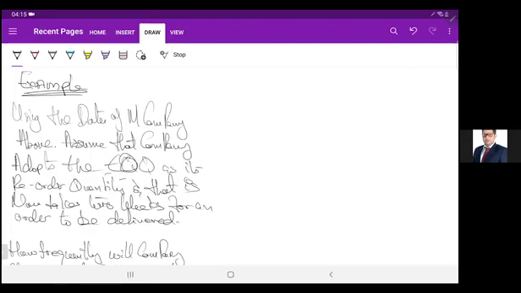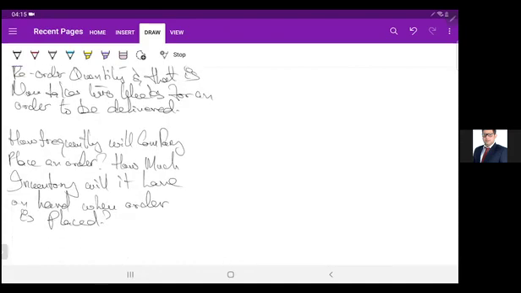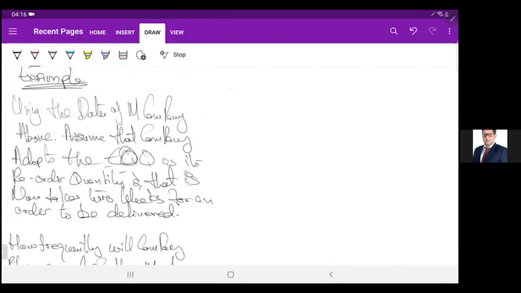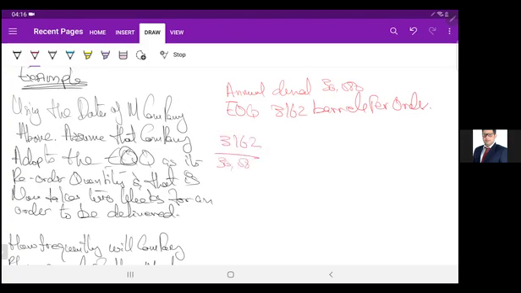So as you can see, it's saying that using the data of the company above, assume the company adopts the EOQ as its reorder quantity, and that it now takes 2 weeks from order to be delivered. How frequently will the company place an order? How much inventory will it have on hand when an order is placed? So what we need to do, you know that annual demand was 30,000 in the above scenario, and the EOQ was 3162 barrels per order. The company will therefore place an order once every 3162 divided by 30,000, the demand, multiplied by 365, is 38 days.